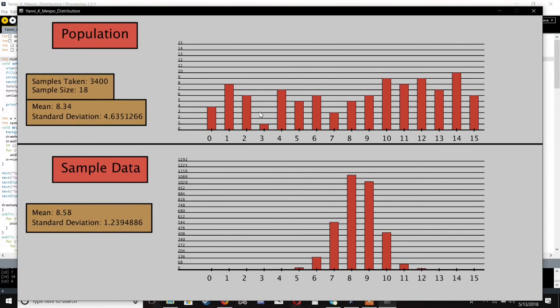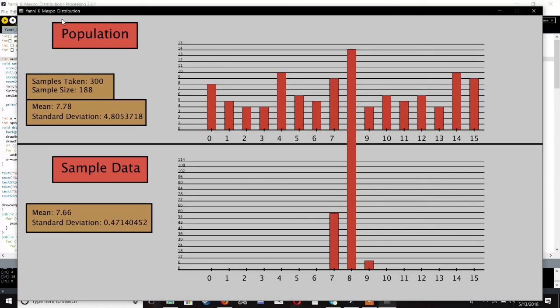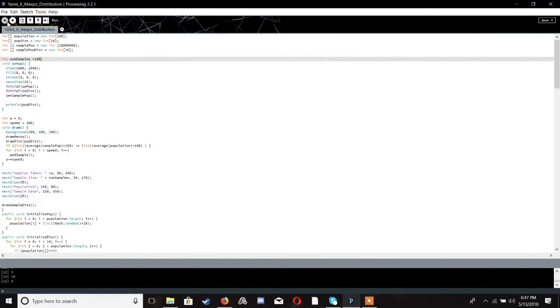As you can see, the data is much more concentrated around the mean, meaning that it has a lower standard deviation and variance, which is shown at the left. Finally, if I run it with a very high sample size, the sampling distribution will barely vary at all. And that is our computer program.